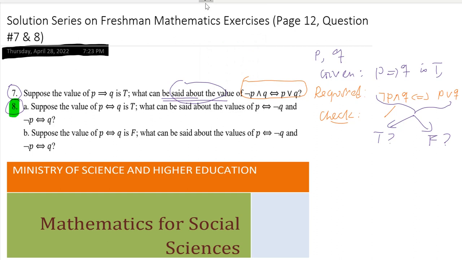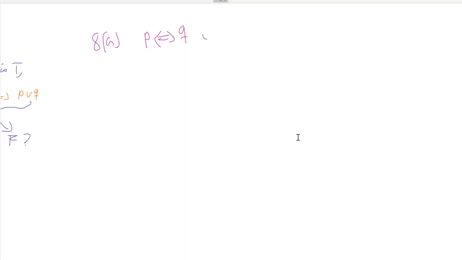So the first part, part A, says: suppose the value of P implies Q is true, what can be said about the values of P by implies negation of Q and negation of P by implies Q? So it is given in question number 8a that P by implies Q is true. This is given information. What is required is that we determine the truth value of this and also the truth value of the negation of P by implies Q.